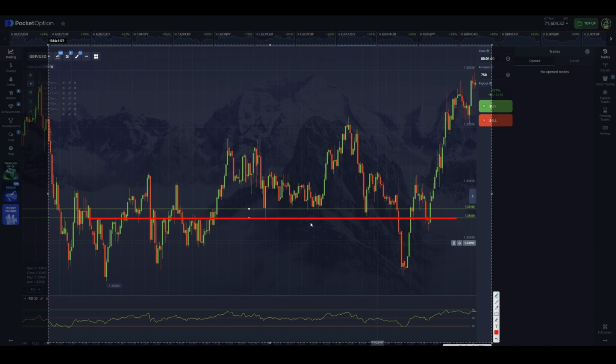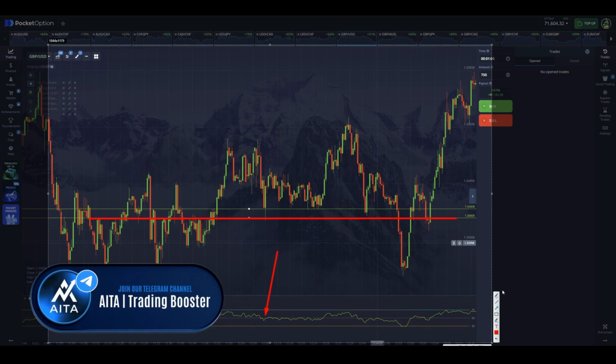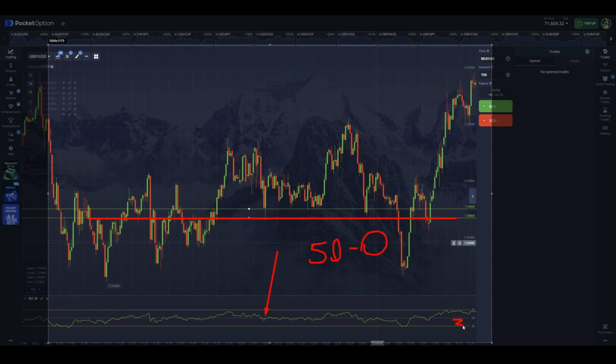So we see that there was a level here. And for example, the price comes to this point. How do we know if we can open a trade or not? We look at the RSI. If we're considering a buy trade then, specifically in this scenario, the RSI values should be between 50 and 0. So this whole area. If we're considering a sell trade, then our value should be from 100, accordingly, from the very top down to 50.